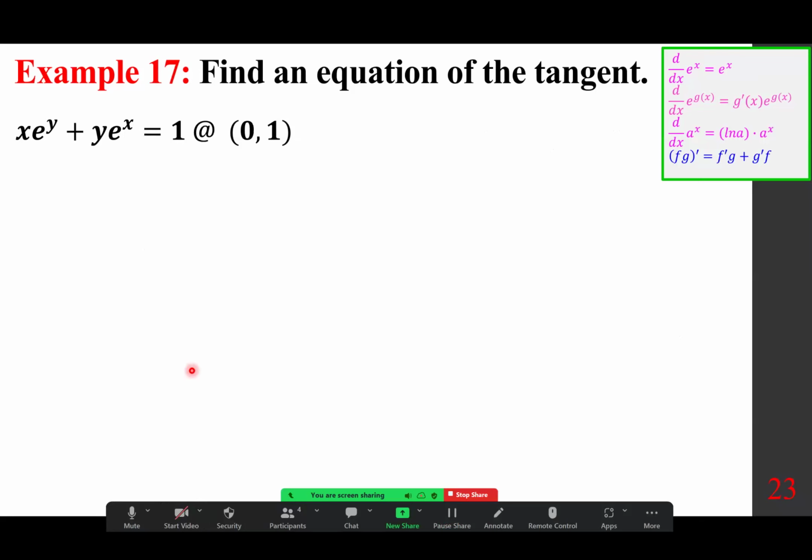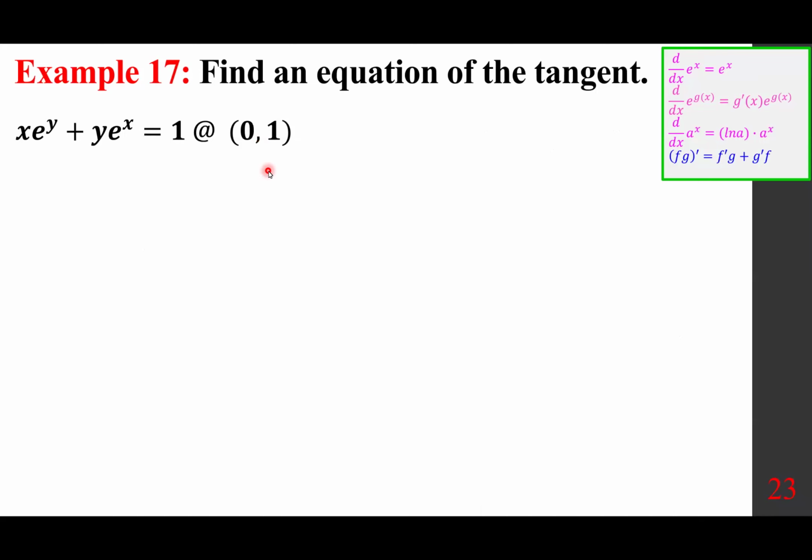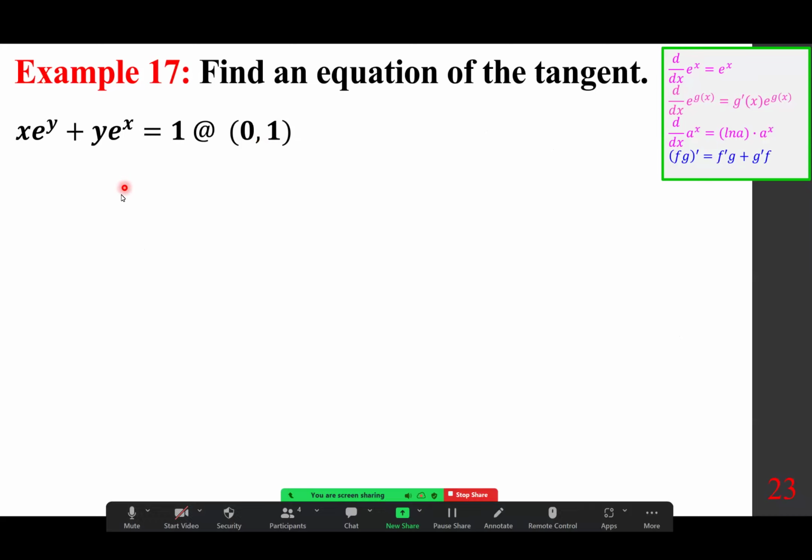Find an equation of a tangent line here. So x e to the power of y plus y e to the power of x equals 1, at the point (0, 1), which happens to be a y-intercept. Now, in order for you to find it, you have to find the derivative and then plug in to find the slope. So we have the point, we want to find the slope. To do that, we are going to use the product rule here and here.